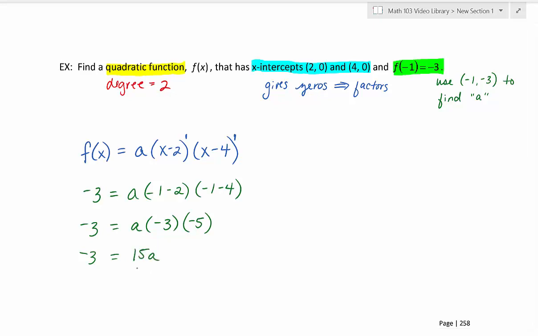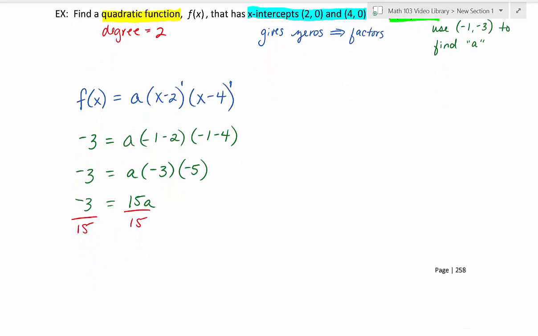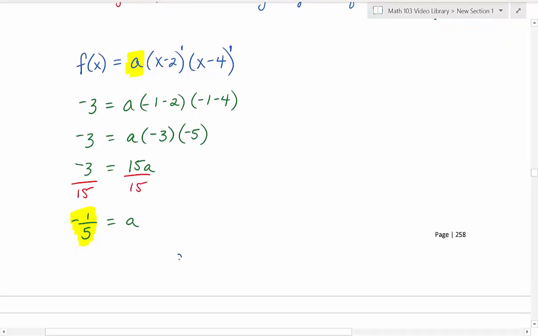And then we'll divide both sides by 15. We get a to be negative 1/5. We're going to take this number that we just found for a, plug it into the function we wrote above, and that'll be our final answer. We get f of x to be equal to negative 1/5 times (x minus 2) times (x minus 4).